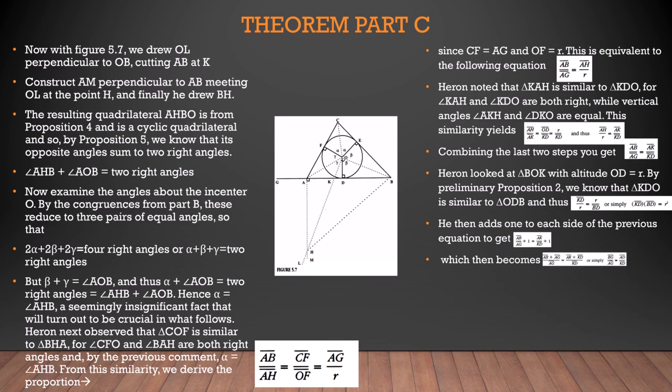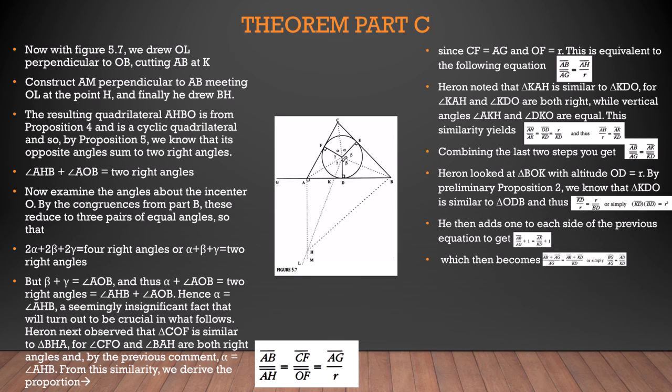he then observes that triangle COF is similar to triangle BHA, and that CFO and BHA are both right angles. So then we derive the proportion to the bottom center. And then from part B, we get segment CF is equal to segment AD, and segment OF is equal to R. We then get the following equation.